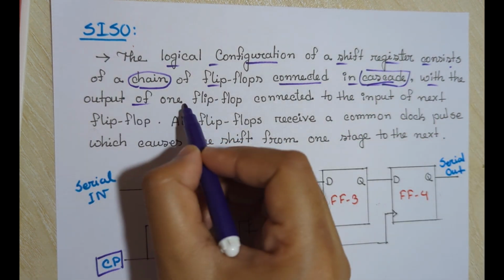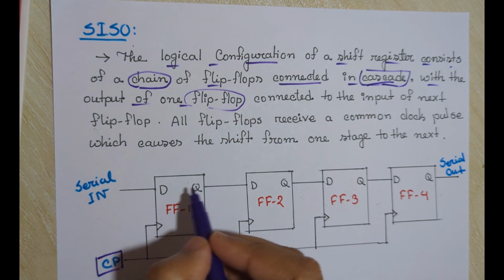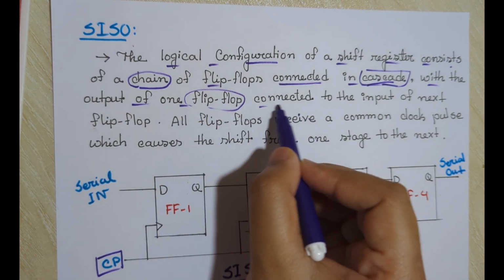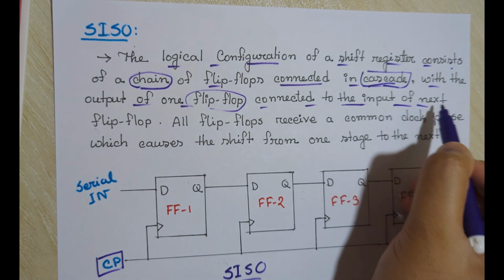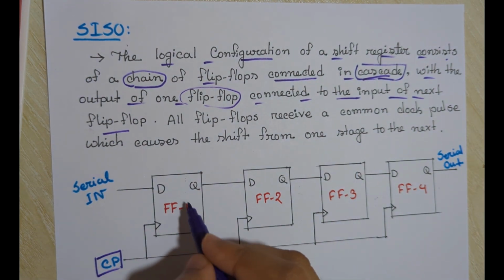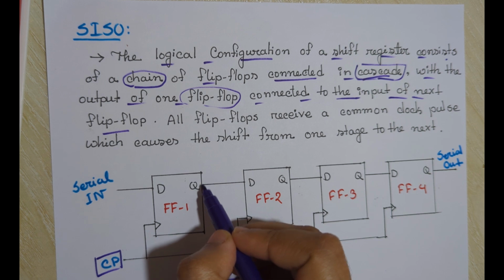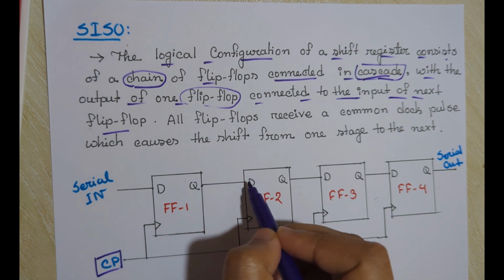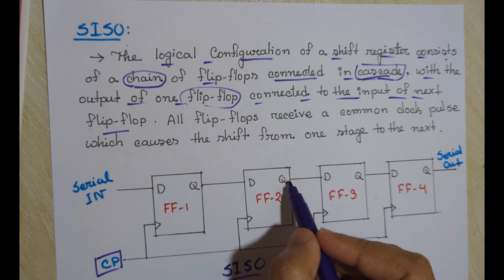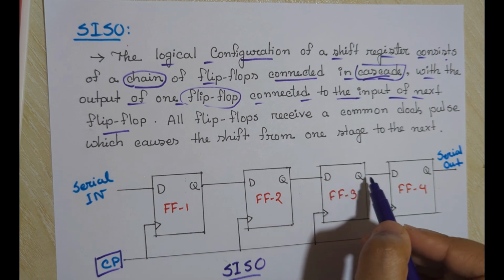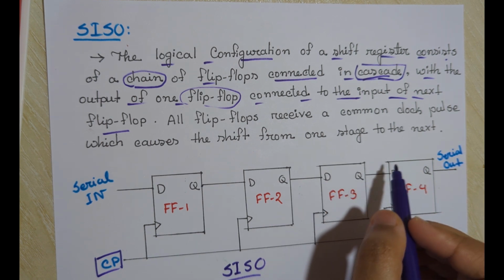The output of one flip-flop will be connected to the input of the next flip-flop. We get the output from the first flip-flop, and this same output becomes the input for the next flip-flop. And then again the second flip-flop's output goes to the input of the third flip-flop. This is how all the flip-flops are connected.